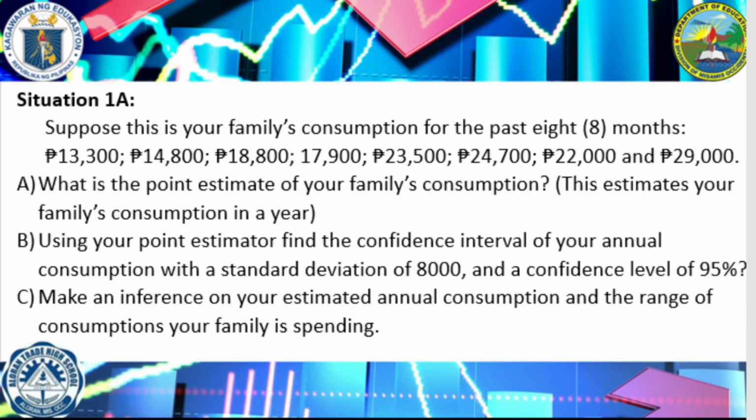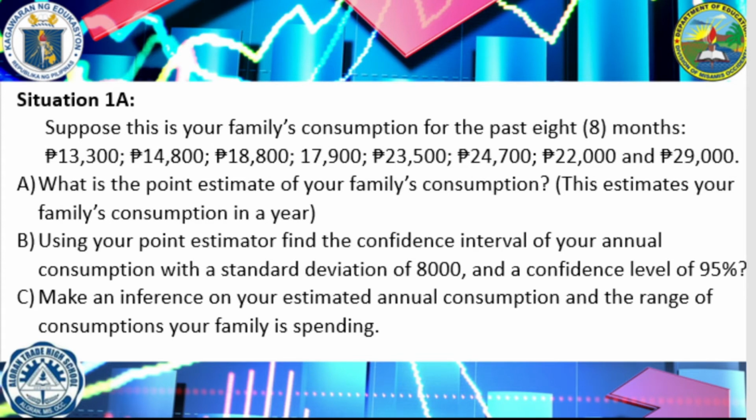Suppose this is your family's consumption for the past 8 months. We have 13,300, 14,800, 18,800, 17,900, 23,500, 24,700, 22,000, and 29,000. These are the questions. What is the point estimate of your family's consumption? Take note that this could also estimate your family's consumption in a year.